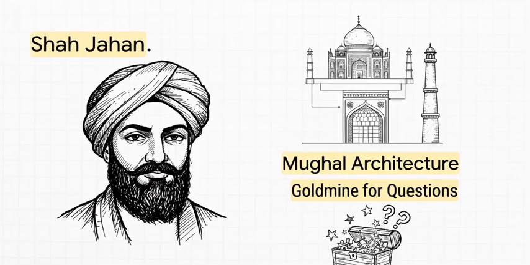Shah Jahan. And listen, this brings us to one of the most powerful takeaways from this whole analysis. Mughal architecture. It is a critical, can't-miss topic. I'm talking about everything from the Taj Mahal to Humayun's tomb. You need to know these monuments inside and out, who built them, what their key features are, all the little details. It is a recurring goldmine for questions.